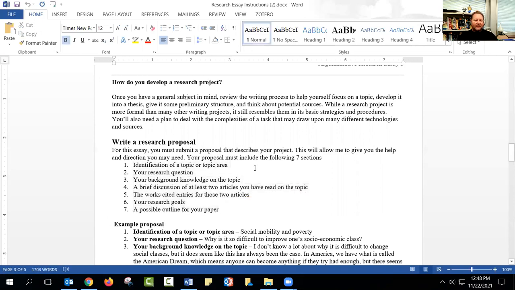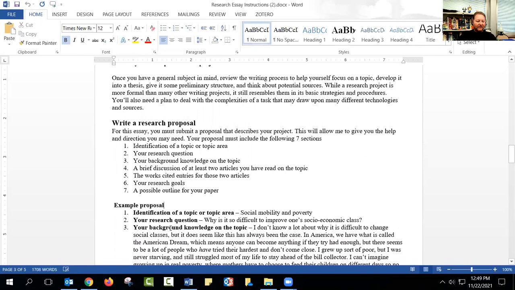You'll have the identification of a topic or your topic area. You'll have your research question, which you'll formulate yourself. Any background knowledge that you already know about the topic. A brief discussion of at least 2 articles that you've read on the topic. Remember, brief discussion. You don't have to summarize the entire 2 articles. Just briefly discuss them. Include the works cited entries for those 2 articles. Identify what your research goals are, and then create a possible outline for your paper. So all of you will have these 7 steps in your research proposal.